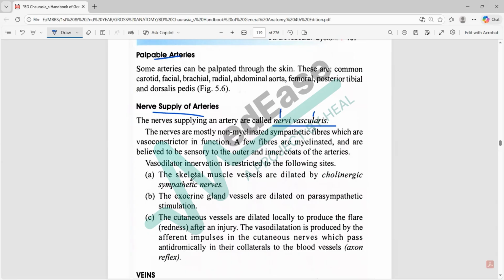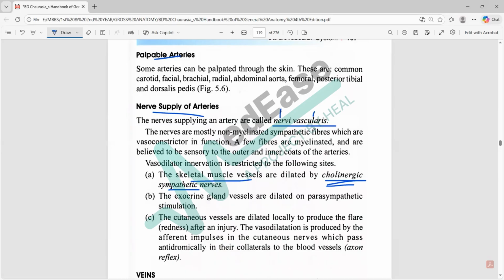Now, when we talk about the skeletal muscle vessels, we will have sympathetic fibers for them, which will be dilated via the cholinergic fibers. We will be discussing it further. The sympathetic usually decreases the diameter of the blood vessels. However, in the skeletal muscles, it increases the diameter. This is because of the difference in the receptors.